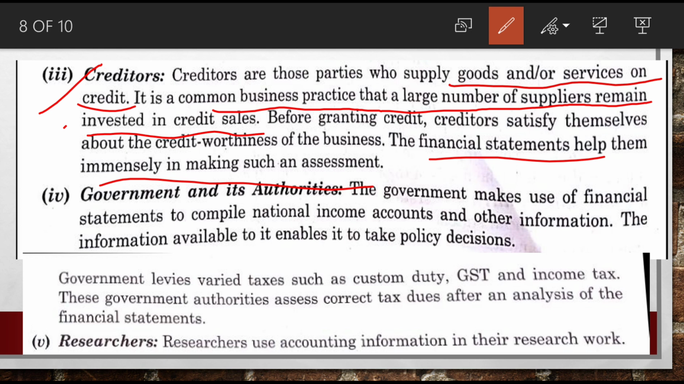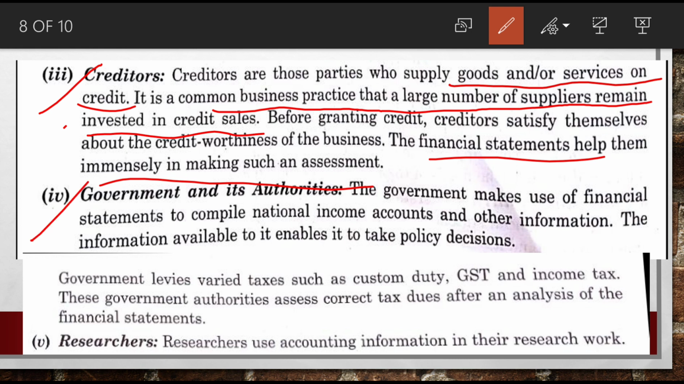Why? Because in business, credit sale is a very important thing, otherwise business will not progress. In credit sales cases, they will not simply give on a credit basis. First of all, they will analyze the credit worthiness of the business. Credit worthiness means whether repaying capacity is there or not. If we have credit worthiness, meaning we can repay that amount at a proper time, then only they will give the goods and services on credit basis. That's why they are demanding this accounting information.